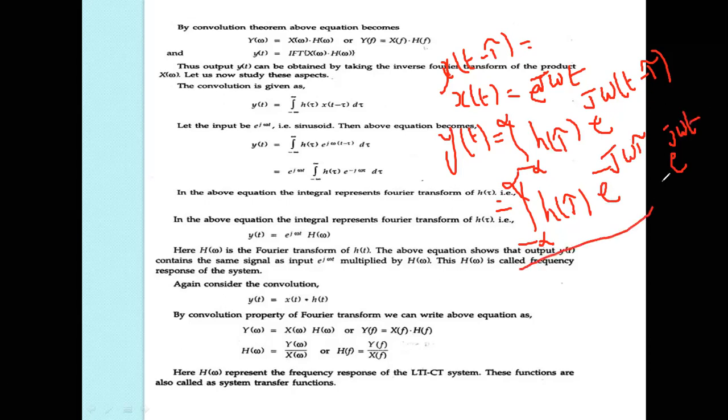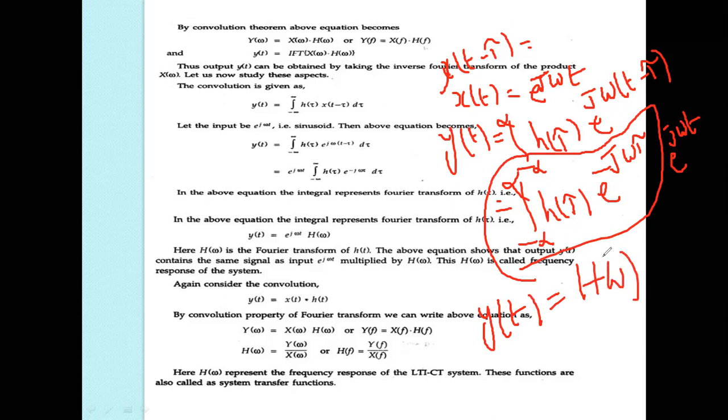Okay, my dear students, so what is this equation? Fourier transformation of the h. Okay, the y of t is equal to, by the Fourier transformation formula, the H of omega into e power j omega t. In the above equation, the integral represents the Fourier transformation of h of tau, that is y of t is equal to e power j omega t H of omega. Here the H of omega is a Fourier transform of the h of t. The above equation shows that the output y of t contains the same signal as the input e power j omega t. The output is also having e power j omega t multiplied by the H of omega.